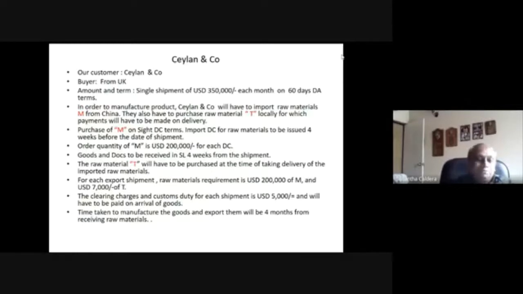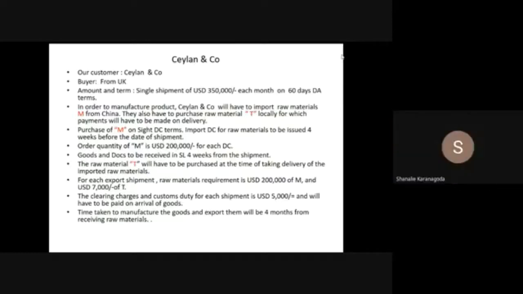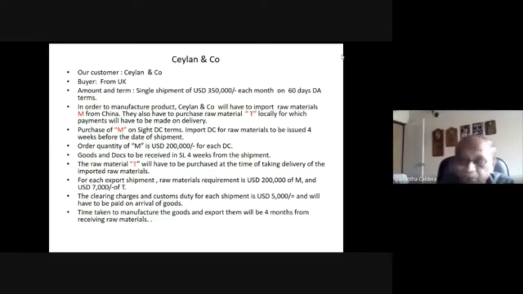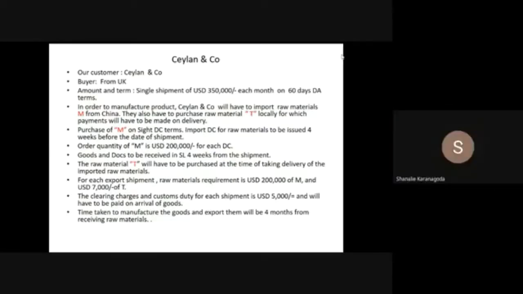Now we have opened the LC, and the goods and the documents have been received in Colombo, Sealand and Company. Now what is facility number 2? Now we have received the documents, but those people need documents to clear the goods. It is on which basis? Side basis. Then the customer has to do the payment. But to do the payment, does the customer have money? No, the customer doesn't have money.